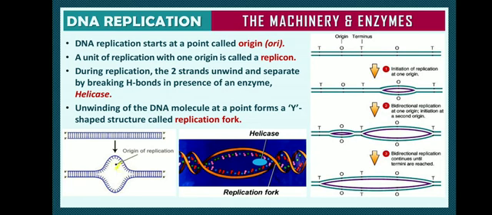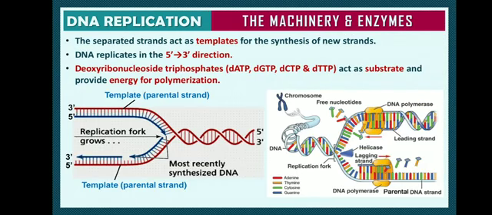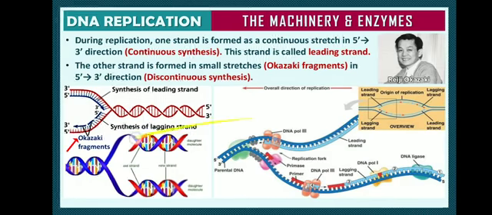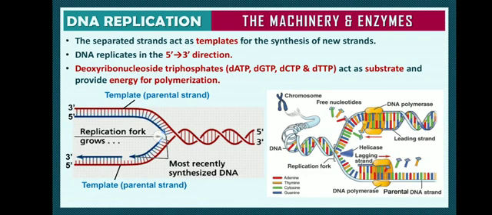At the origin, helicase is an enzyme that will convert double-stranded DNA into single-stranded DNA by unwinding it. Both the separated strands act as a template for the synthesis of new strands. So this is the unwound DNA. For example, the unwinding is taking place here, and the process continues. Unwinding is taking place, and a replication fork is growing in this direction.